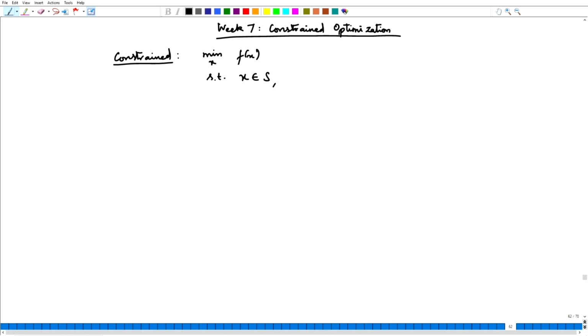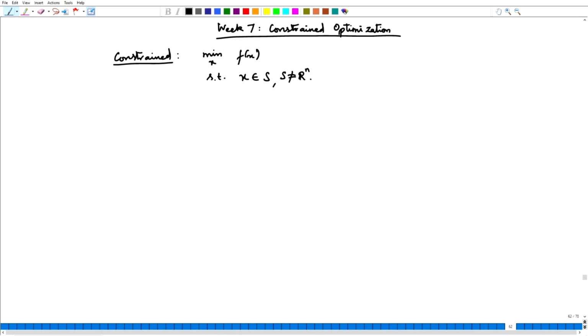Constrained optimization problem is minimizing f of x over x, x is the choice variable, such that x belongs to some constrained set S, and this S should not be R n. If S is equal to R n, then it is an unconstrained optimization problem. If S is a strict subset of R n, then we call the optimization problem constrained. This is something that we have learnt in the first week itself, right.